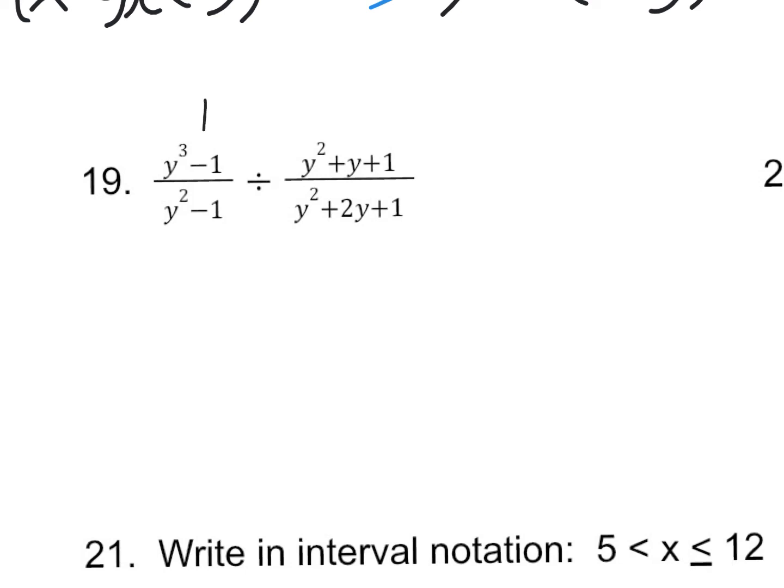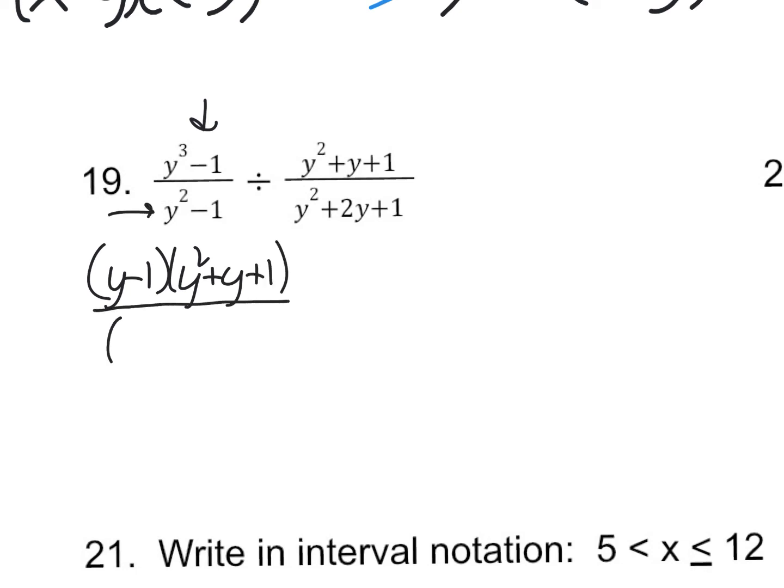19, again, this one's division, so I'm thinking keep, change, flip. So I'm going to keep the first one. But while I keep the first fraction, I'm going to go ahead and factor it. So I'm going to go small, big, cube root, square, multiply, change the sign, square. So that's the numerator of the first fraction. The denominator is difference of squares again.